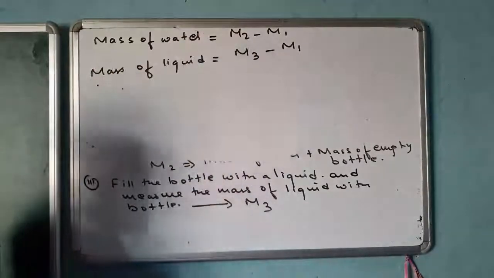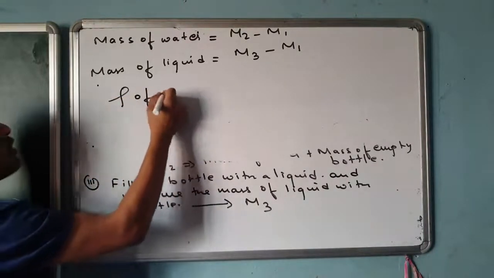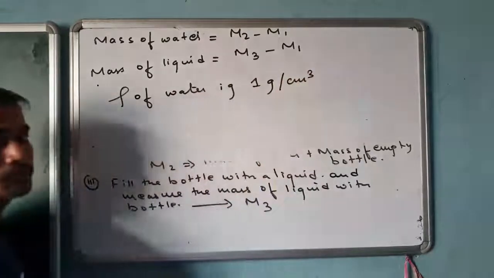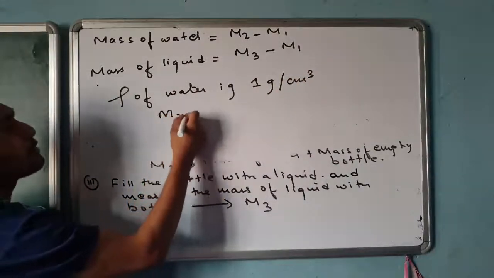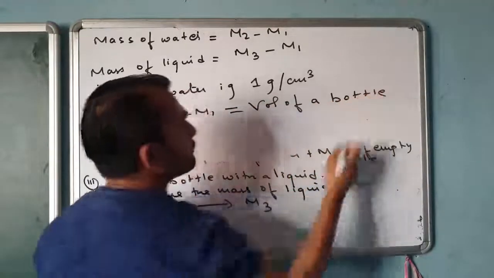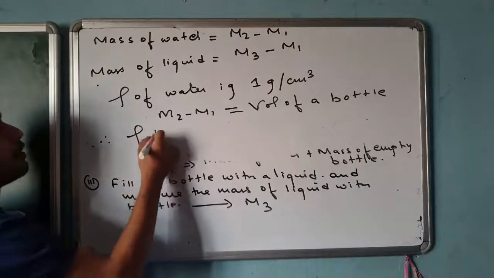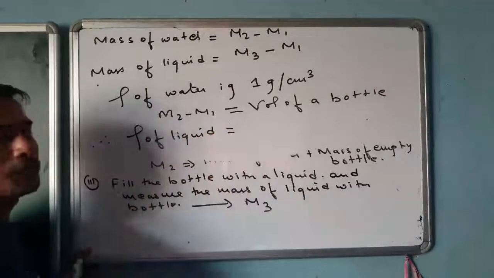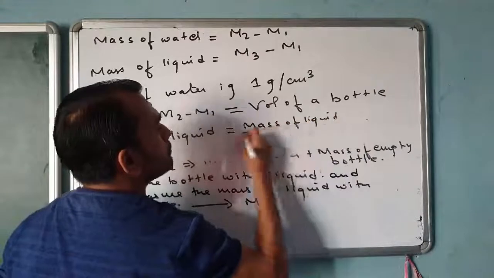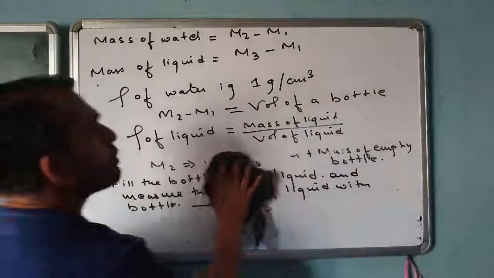Now, once we know this mass, we know the mass of the liquid, we know the mass of the water. Now we know that as the density of water is 1 gram per centimeter cube, this implies that the mass of the water is equal to the volume of an empty bottle. That is the volume of a bottle which contains the liquid. And therefore, the density of liquid is given by the formula, the mass of the liquid by the volume of the liquid.